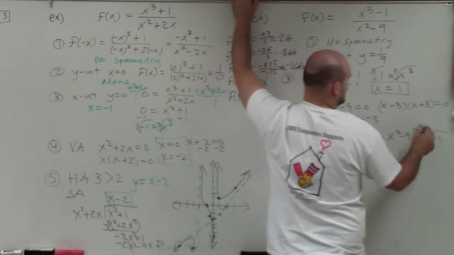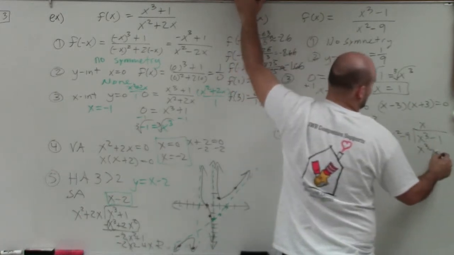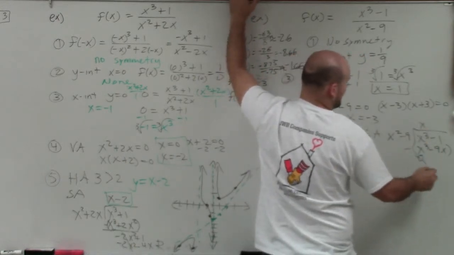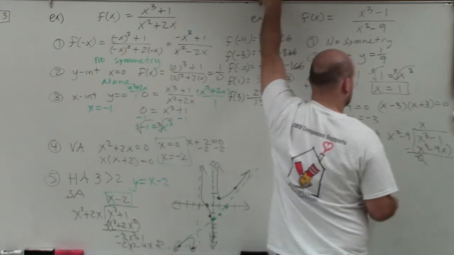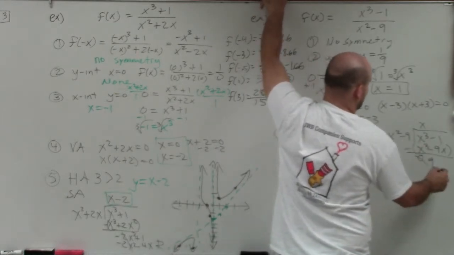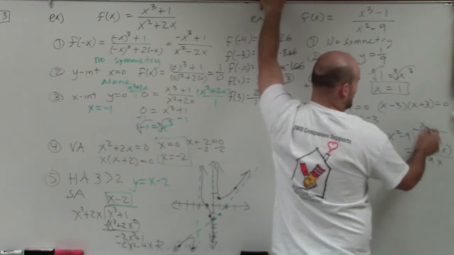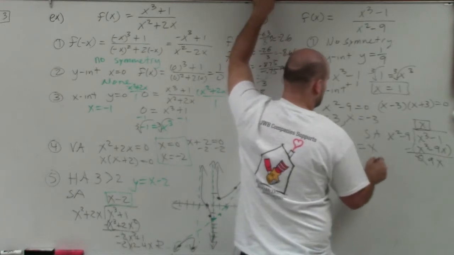x squared goes into x cubed x times. x times x squared is x cubed. x times -9 is -9x. Subtract the rows. This becomes 0 x cubed. 0 minus a negative 9x is now a positive 9x. However, x squared does not divide into 9x. So my slant asymptote is y equals x.